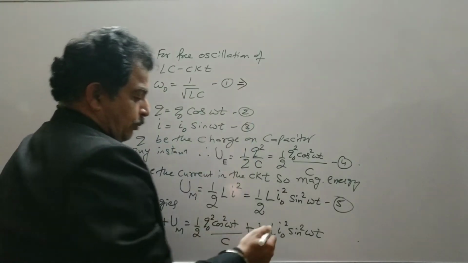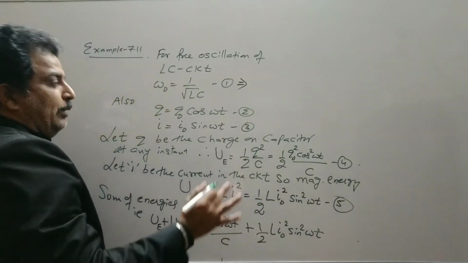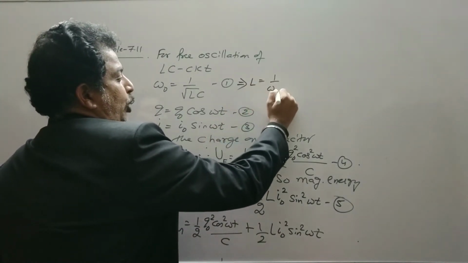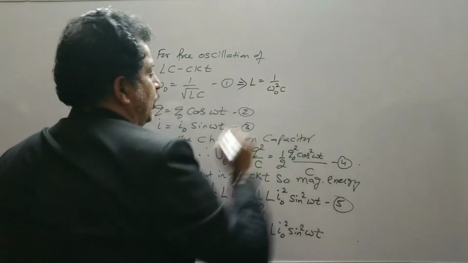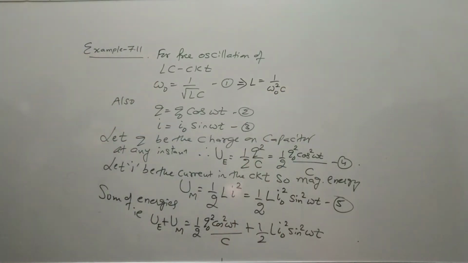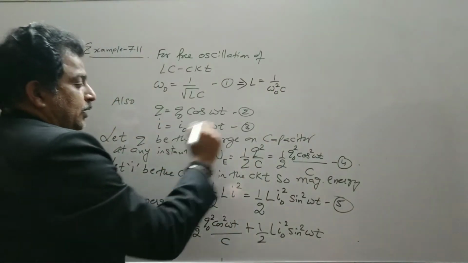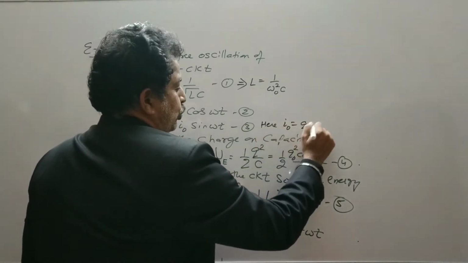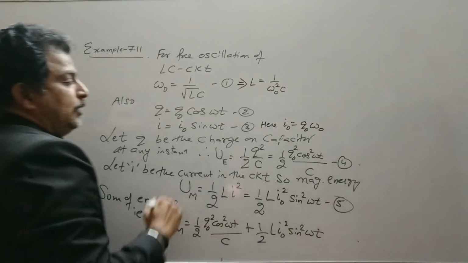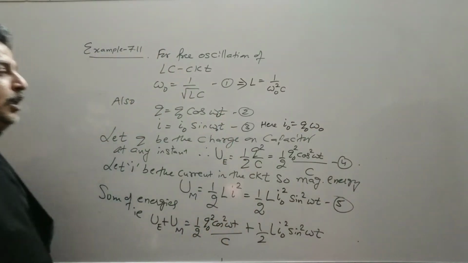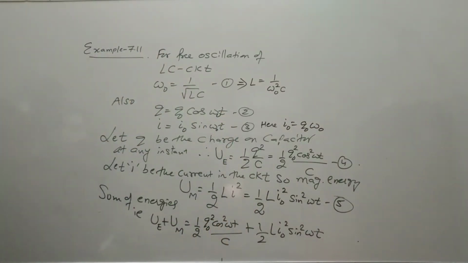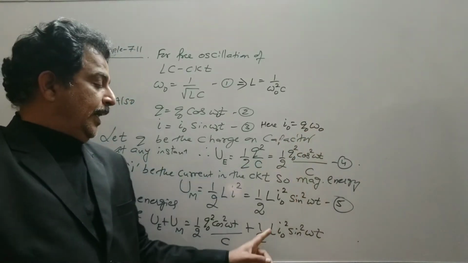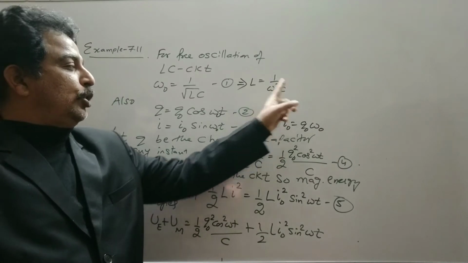Suppose we want to eliminate L, you can also eliminate C. So here L is equal to 1 upon omega naught square into C. Now if you remember, I naught was equal to Q naught omega naught. So we substitute I naught as Q naught omega naught and L as 1 upon omega naught square C.